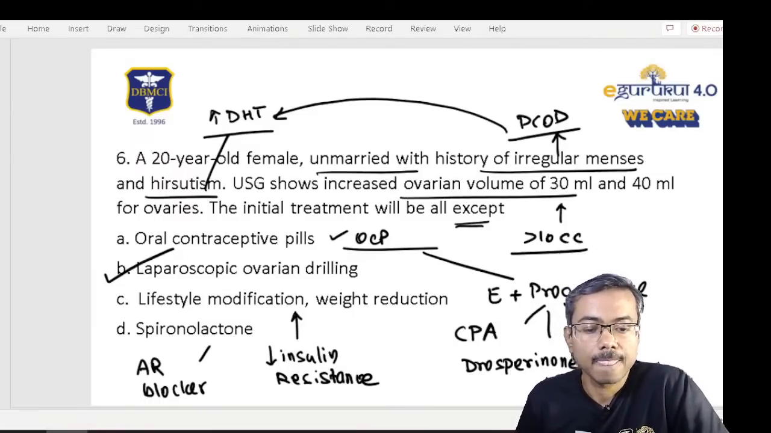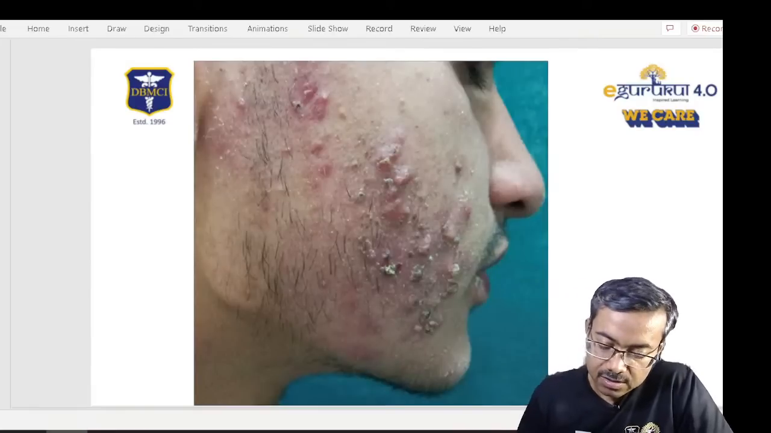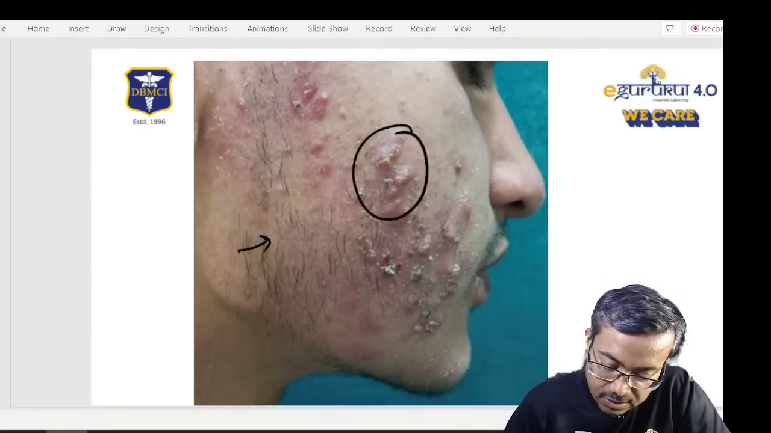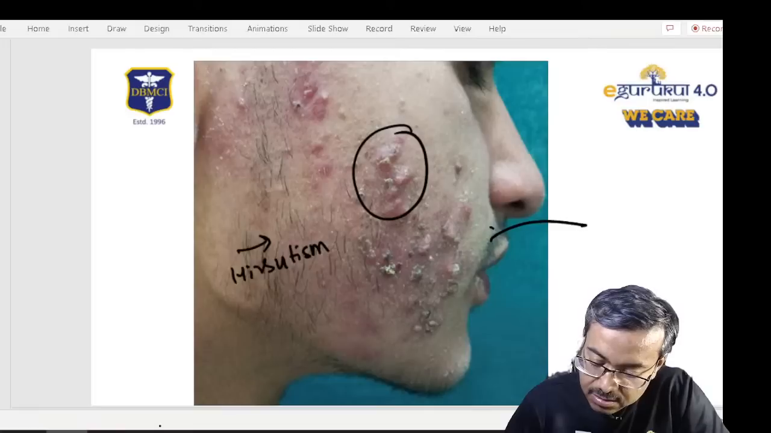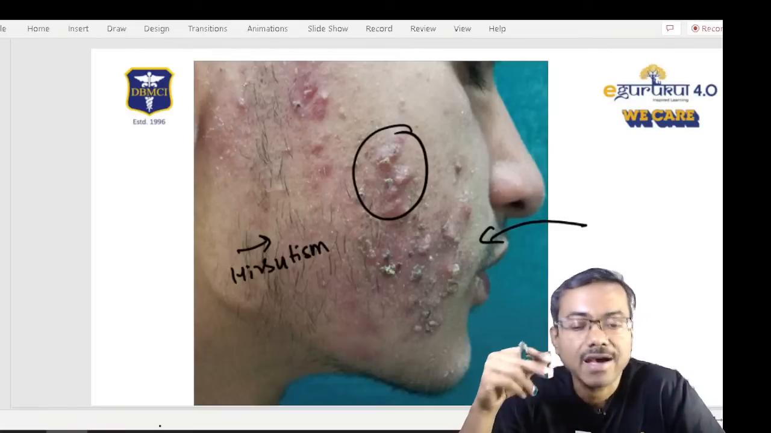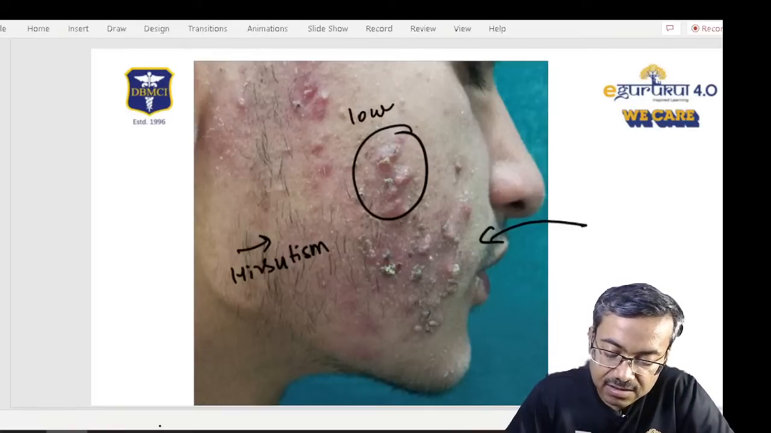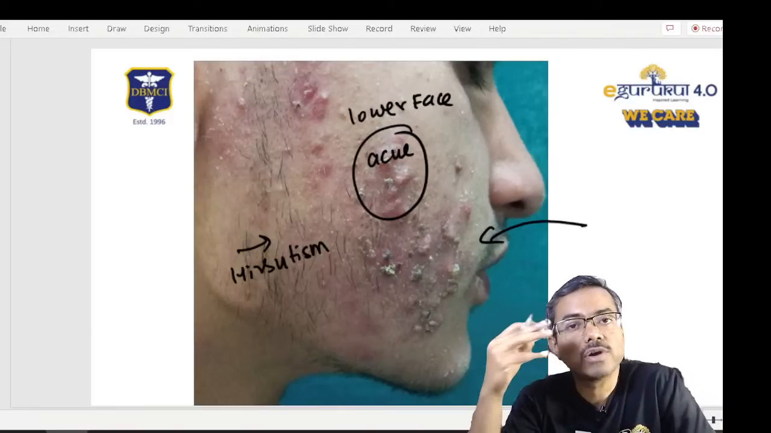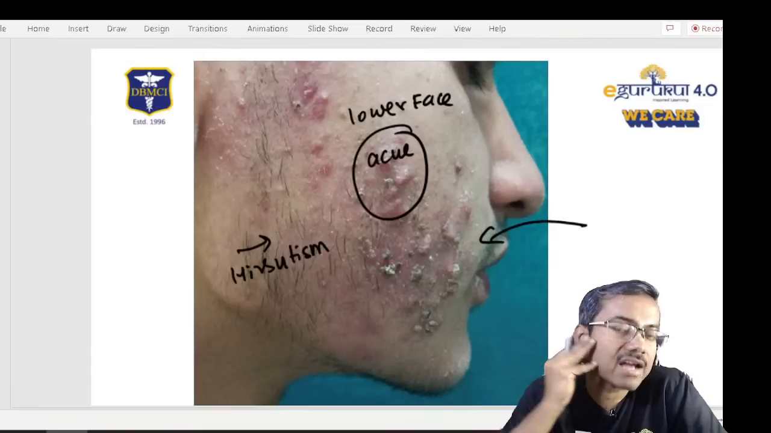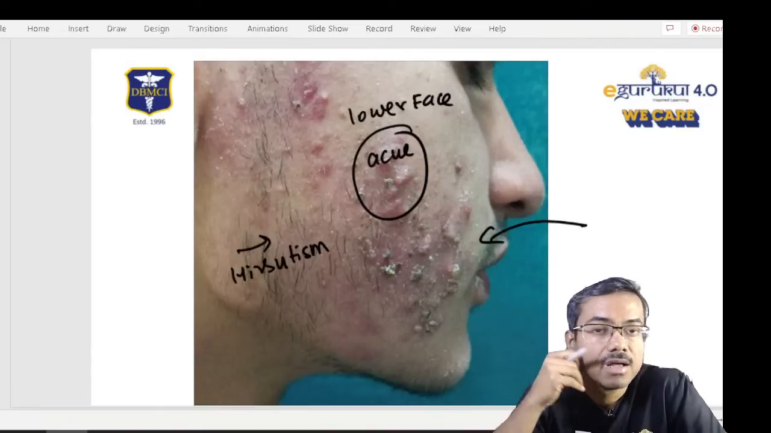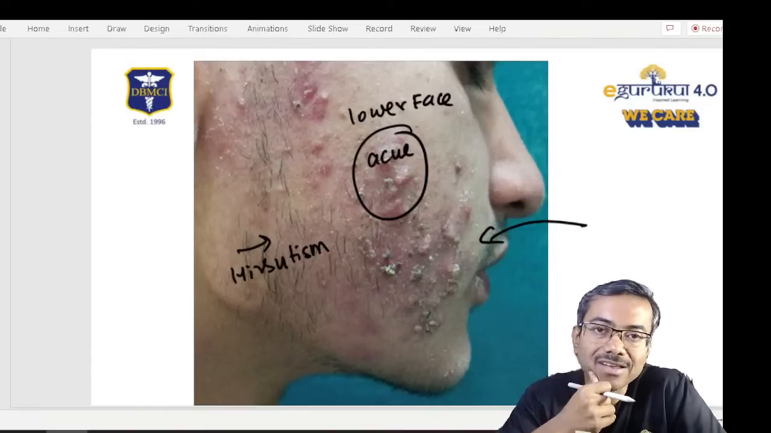Got it? Okay. Now this is just to show you acne. You can see hirsutism. She almost looks like a male because they're getting a lot of hair, and they have acne. Especially this acne, again, there's a clue to that. There's lower face acne. They don't come on the forehead so much. So PCOD acne, hormonal acne, is more towards the lower part. How do you remember? Lower part has hair and lower part also has acne.